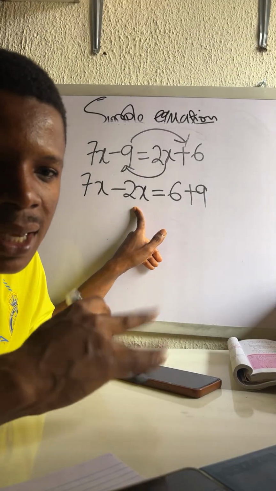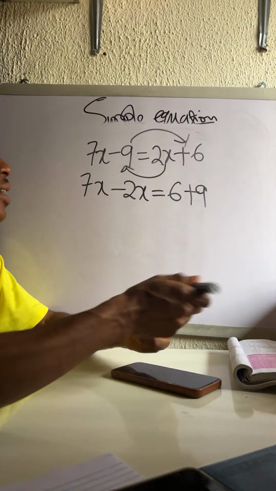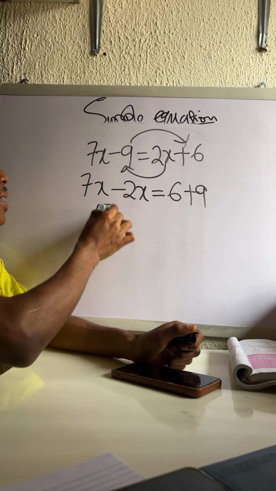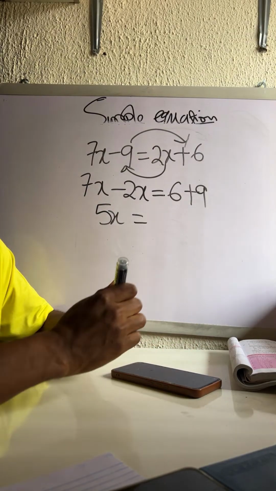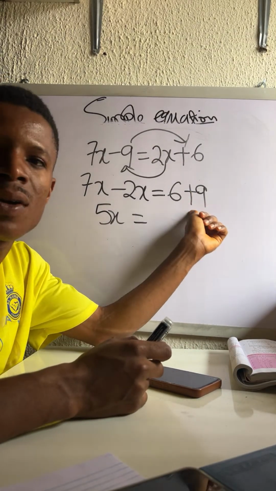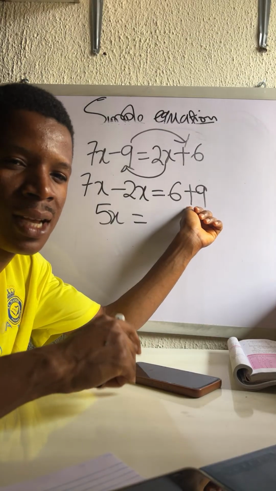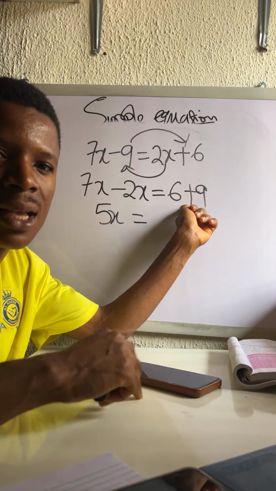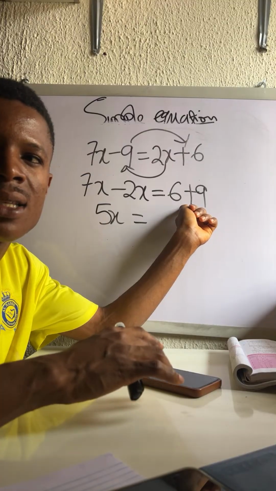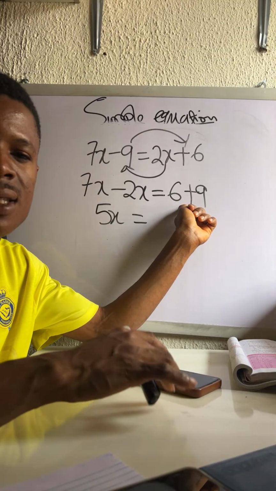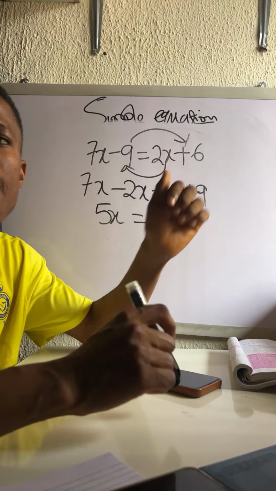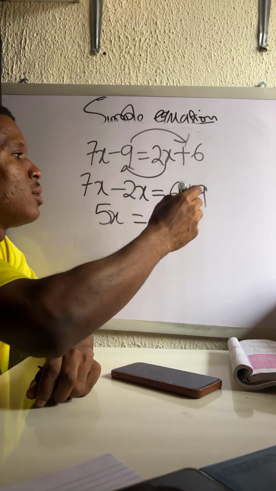7x minus 2x. What's the answer? It is 5x. So we'll have 5x, and that equals 6 plus 9. What's the answer? 6 plus 9. Okay, 6 plus 9 is what?